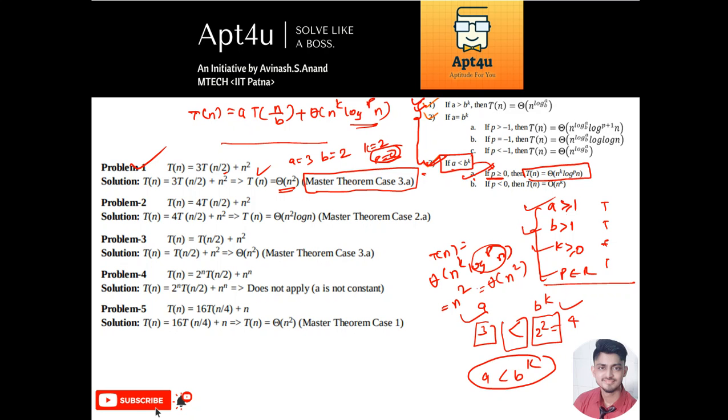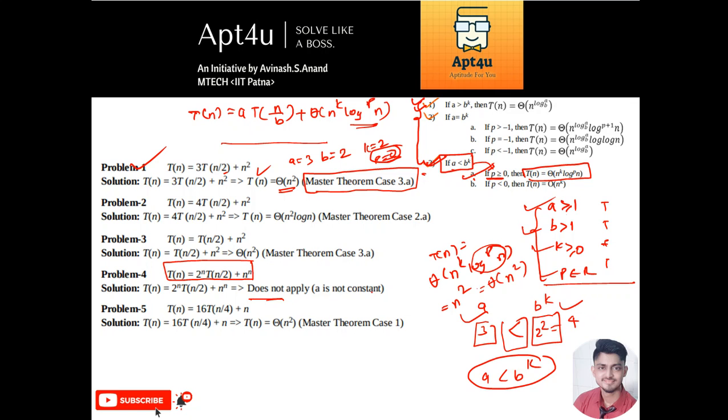This is another similar example, so you can practice all these examples. The concept is quite similar. Now I will try to find out some specific cases. Suppose this case, problem number 4. Here they have said that T(n) is equal to 2^n T(n/2) + n^n. The thing to note here is when can we apply Master's theorem. In this case you cannot apply Master's theorem.